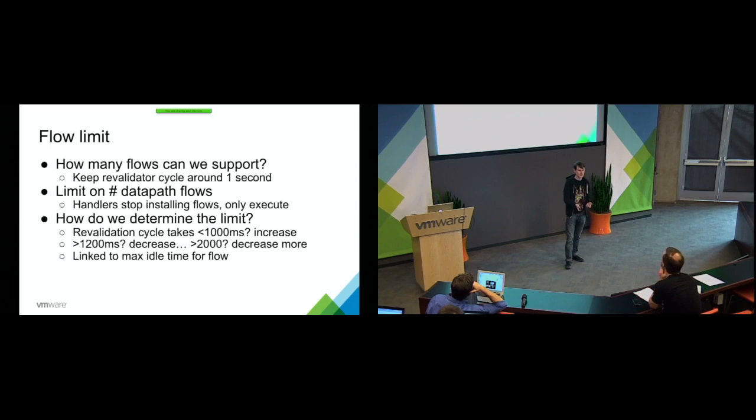And I talked about keeping around 1 second, so if the last cycle took less than a second, then we can increase the limit of flows that we can use. If it took more than 1,200 milliseconds, then we'll decrease it. If it's 2,000, then we'll decrease it even more.